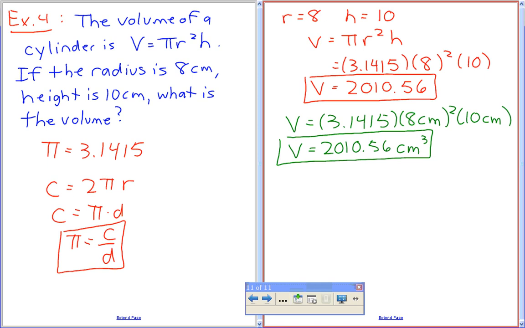And of course, this is math class. The question was given to you in a sentence. If your mother asks you tonight, I have a cylinder at home that has a radius of 8 centimeters and a height of 10 centimeters, and you tell your mother V equals 2010.56 centimeters cubed, she will look at you with a strange look on her face. How should you answer your mother?